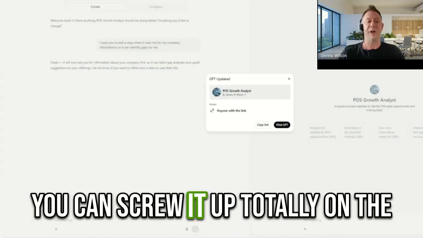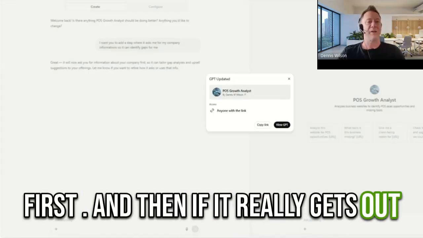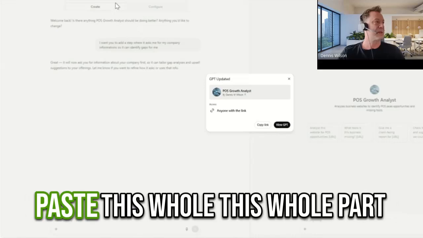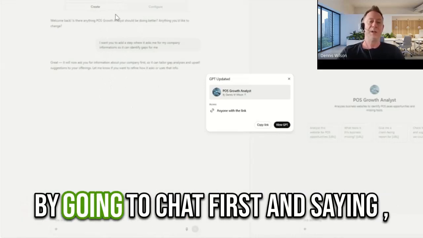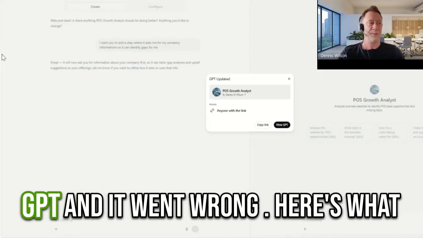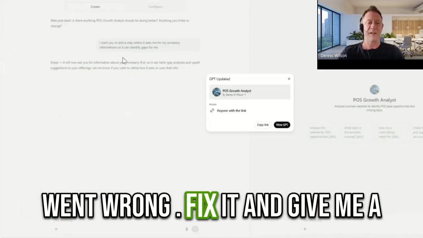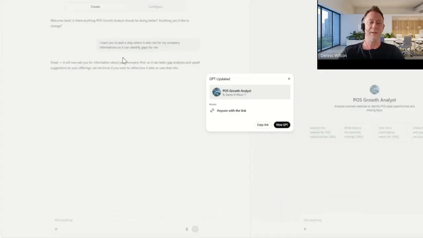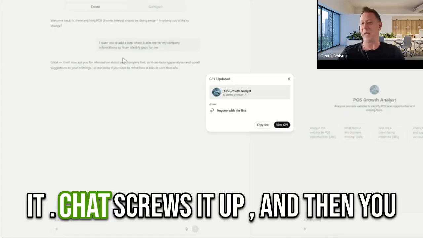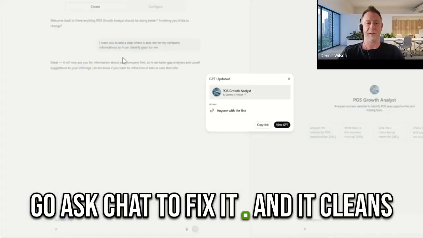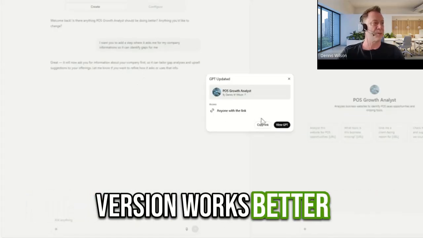You can screw it up totally on the first try, and then if it really gets out of whack, you just copy and paste this whole part over here, and you start a new one by going to chat first and saying, here's what I tried to do with the GPT and it went wrong. Here's what went wrong. Fix it and give me a prompt to make a proper GPT. I know, it's crazy. When it goes wrong, you just ask chat to fix it. Chat screws it up, and then you ask chat to fix it, and it cleans up all your mess, and the next version works better.